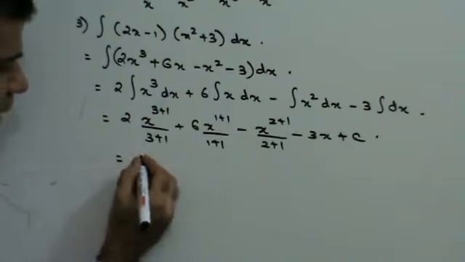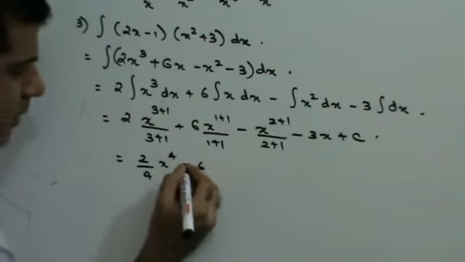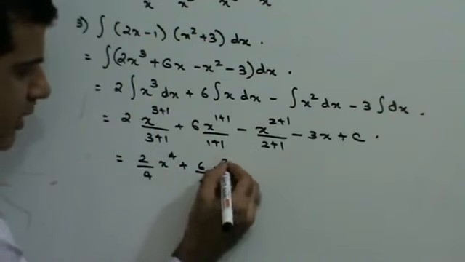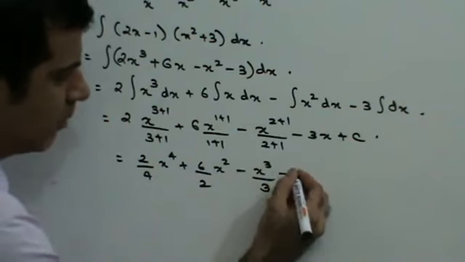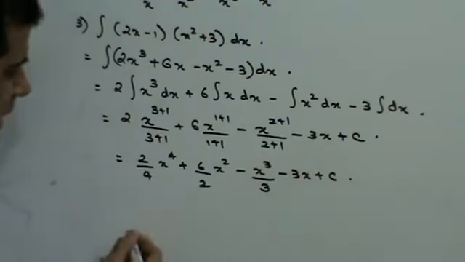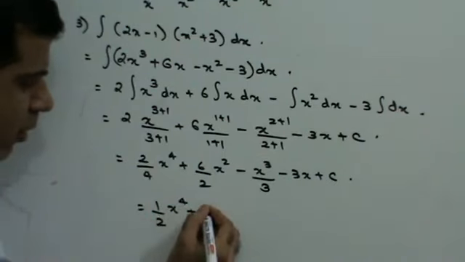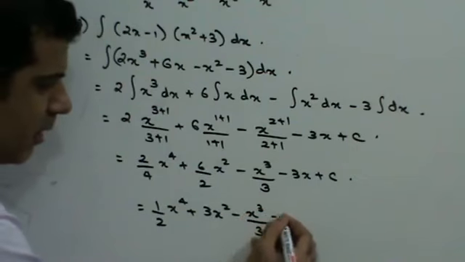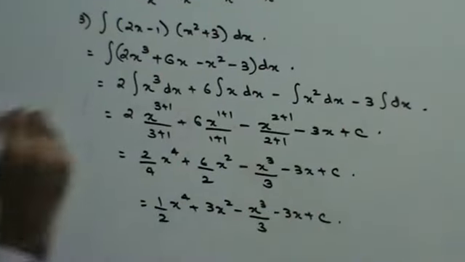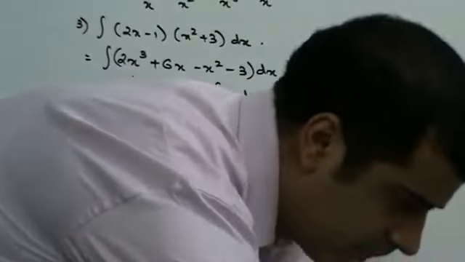So this is going to be 2 upon 4 x raised to 4, plus 6 upon 2 x square, minus x cube upon 3, minus 3x plus c. On simplifying, this is 1 upon 2 x raised to 4 plus 3x square minus x cube upon 3 minus 3x plus c. That will be the answer. Let's move on to the next sum, people.